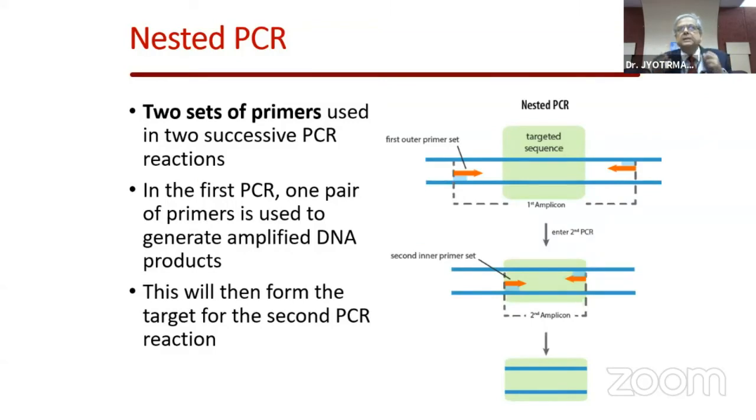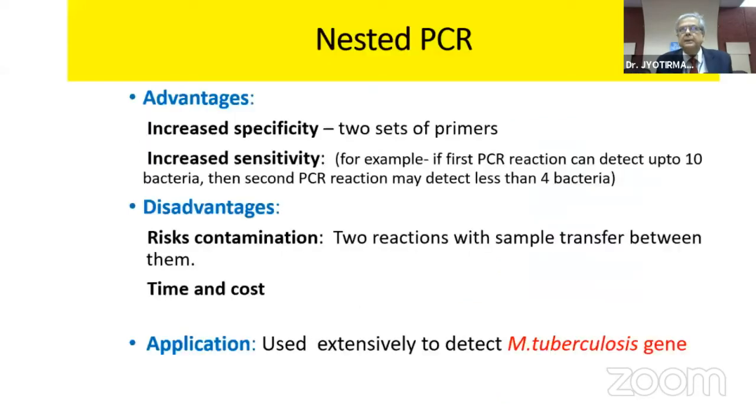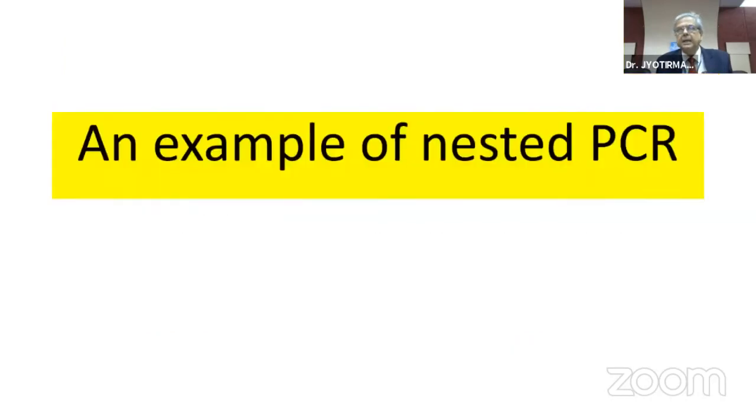Nested PCR: two sets of primers are used. Amplified DNA becomes the template for the second primer, and you will get the amplified product. The advantage is increased specificity and increased sensitivity, but there is a risk of contamination, and time and cost. The application is very widely used in Mycobacterium tuberculosis DNA estimations.